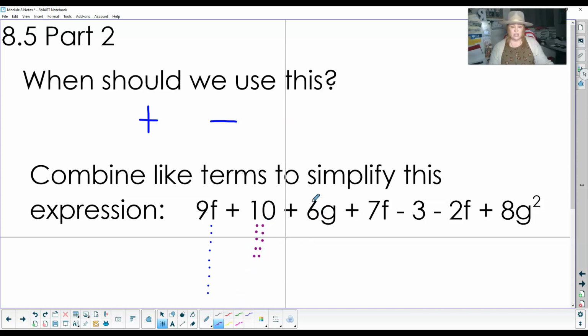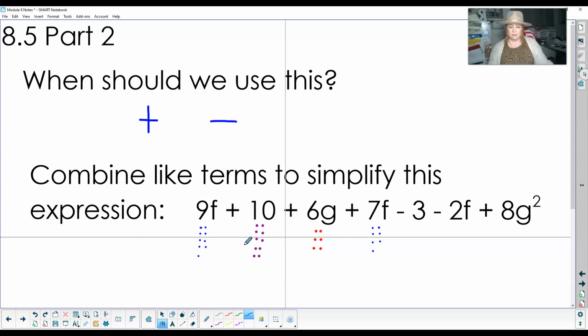Then I've got some G's. Well, F's are blue, no variable is purple. So let's do G is red. I've got 6 of these. 1, 2, 3, 4, 5, 6. Now I have F's. Actually, I am going to make my 9 look a little better. 1, 2, 3, 4, 5, 6, 7, 8, 9. That'll be easier to count. Okay, now I have 7 F's. I made F's blue. 1, 2, 3, 4, 5, 6, 7 of those.